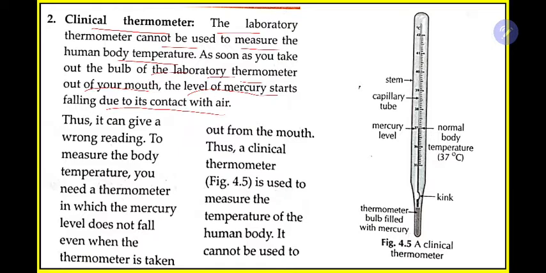So we need a thermometer which is covered with glass. The mercury part will be covered with glass. Not everything will be the same, just this part will be covered with the glass. We'll read in detail. Thus, it can give a wrong reading.